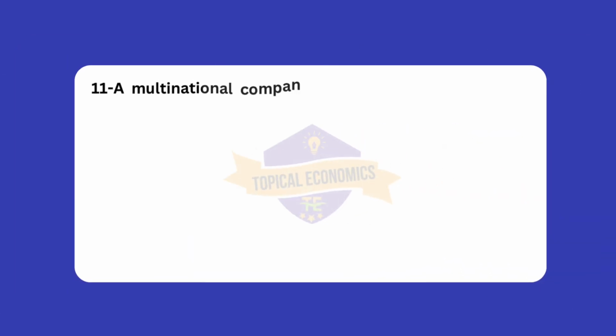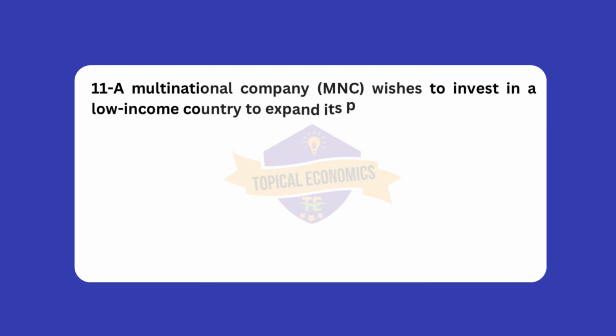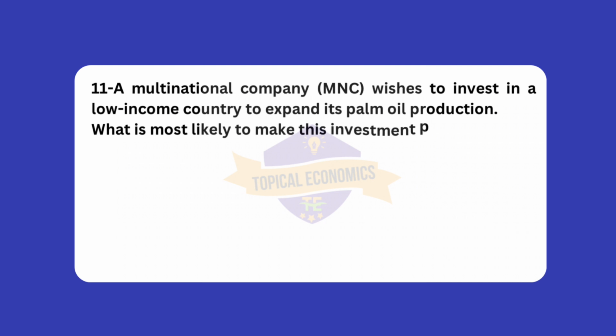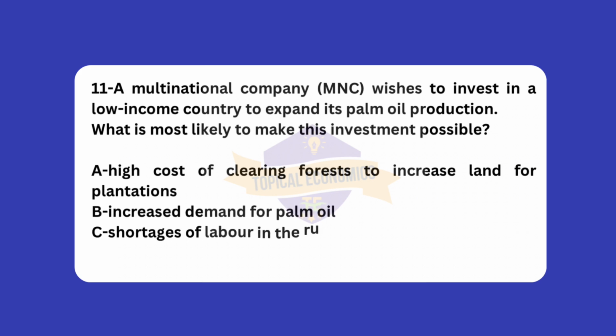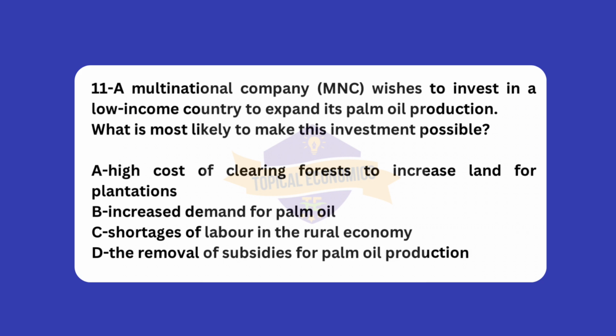Moving on with our 11th question. A multinational company wishes to invest in a low-income country to expand its palm oil production. What is most likely to make this investment possible? Option A, high cost of clearing forests to increase land for plantations. Option B, increased demand for palm oil. Option C, shortages of labor in rural economy. Option D, removal of subsidies for palm oil production. Let us explore these options.